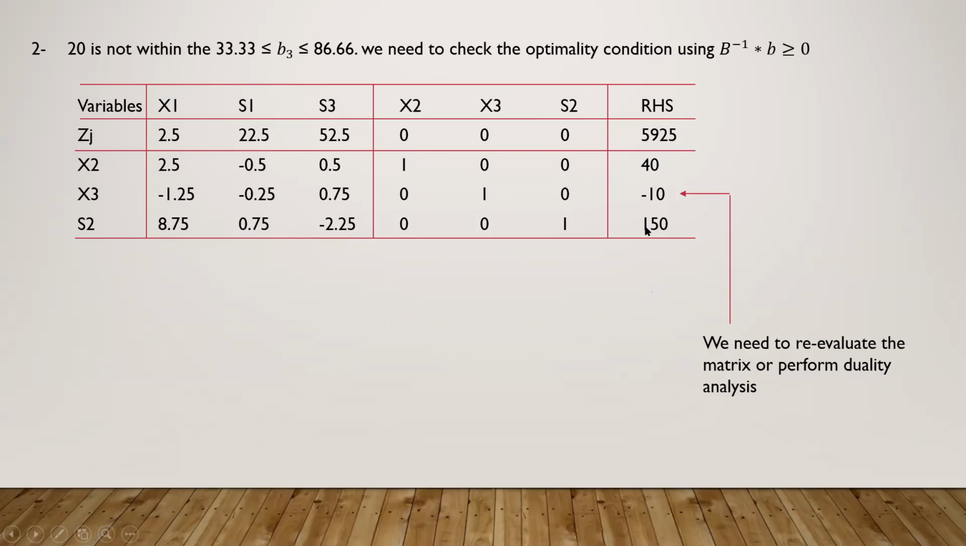The thing is over here, x3 has a minus value, and we know this shouldn't be negative. So it's a creative problem. Okay, so how do we solve this problem over here? By the way, the z value is not the same anymore, but I just put it over here because we know this matrix is not optimal. So we need to change it.